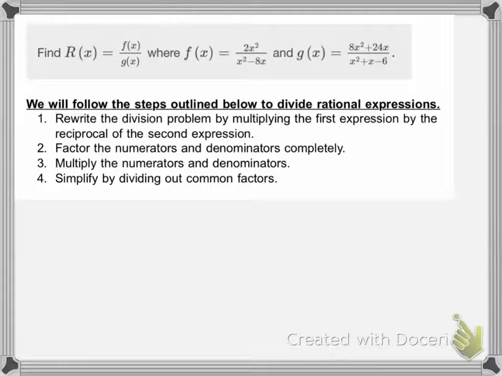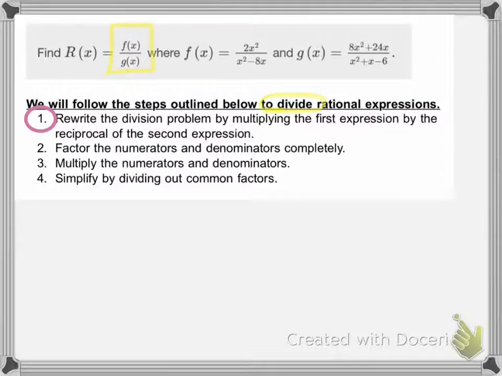In this video, we will find the quotient of two rational functions. We are asked to find a function r of x, which is defined by the quotient of f of x and g of x. So we have to follow our steps that we earlier learned for how to divide rational expressions. The first thing we're going to do is follow step 1, which tells us to rewrite the division problem by multiplying the first expression by the reciprocal of the second expression.